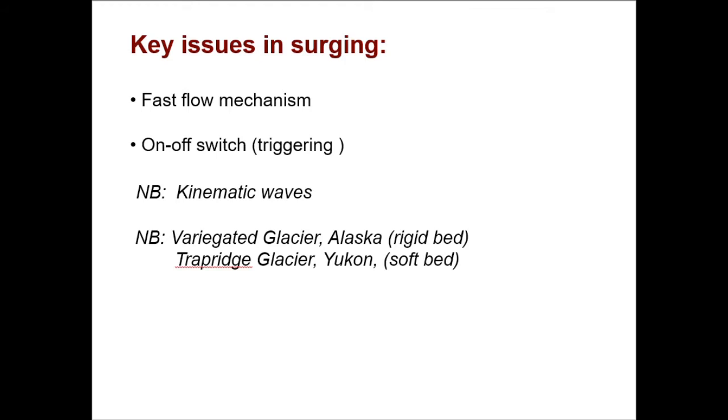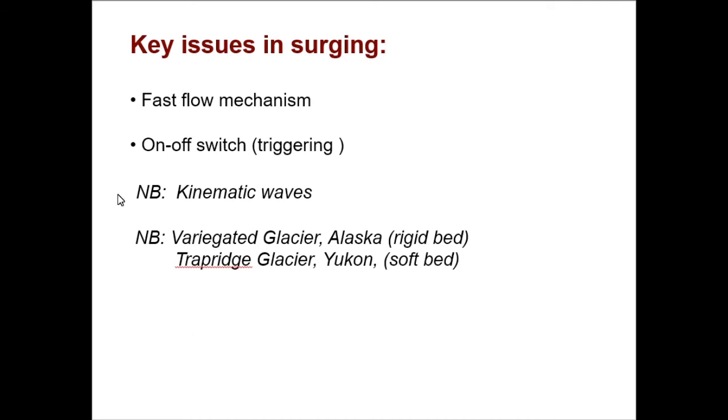Now, a couple of things for you to think about in terms of surging. First of all, as we talked about with ice streams, it's a question of what is the fast flow mechanism. Is it because of enhanced deformation or faster sliding? And is that because of a change in water pressure, or what is going on in terms of allowing the glacier to flow so fast? And secondly, what's the on-off switch? What triggers a surge, and why is it that surges occur in this intermittent fashion, with a surge phase typically relatively short, followed by a typically much longer quiescent phase? What is it that's switching the surge on and off?